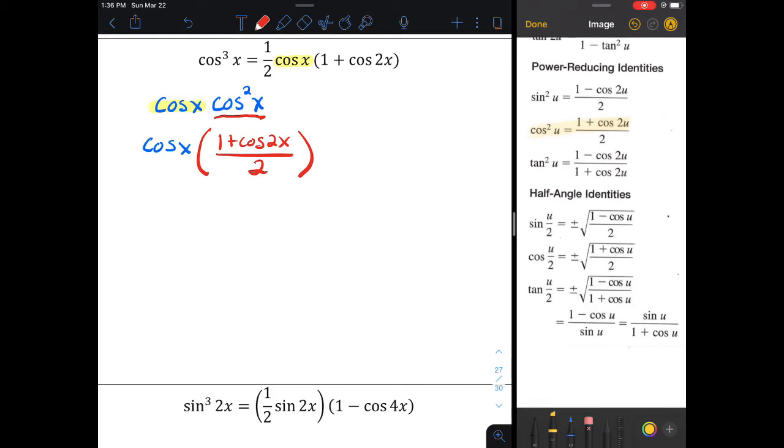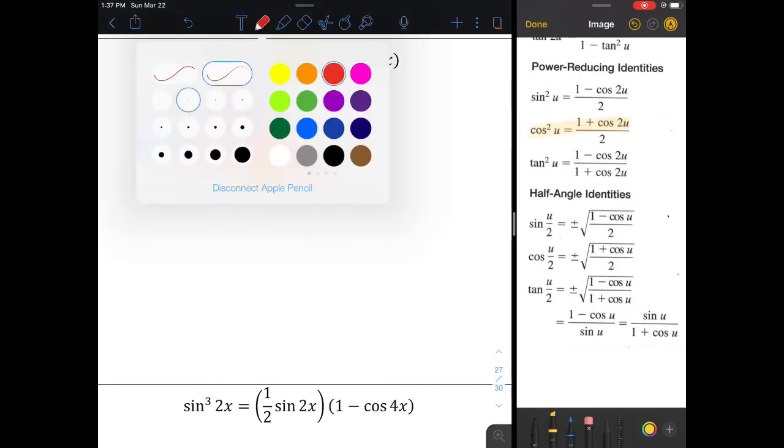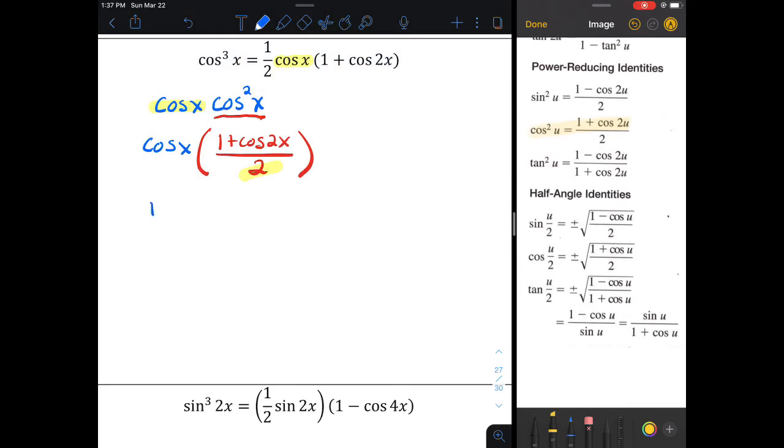And I'm looking at how to proceed. Well, all that's really left to do is to pull out this denominator of 2, and I would have my right-hand side. So I pull out a 1/2, and that makes 1/2 times cosine of x times 1 plus cosine of 2x, and we have our right-hand side.